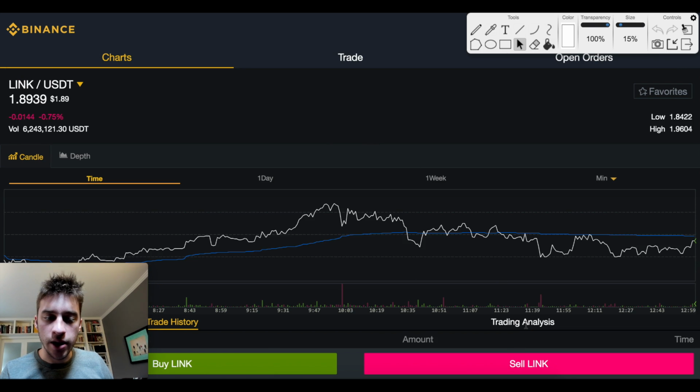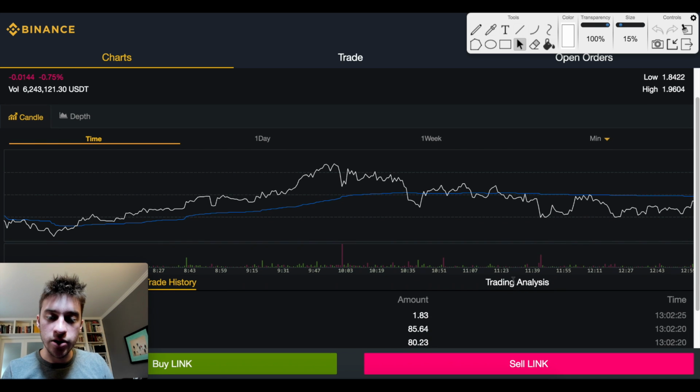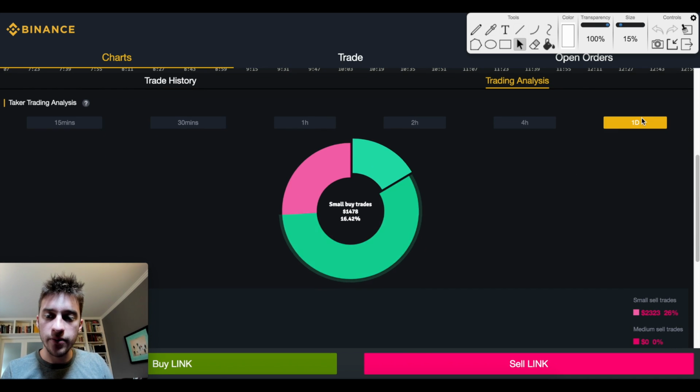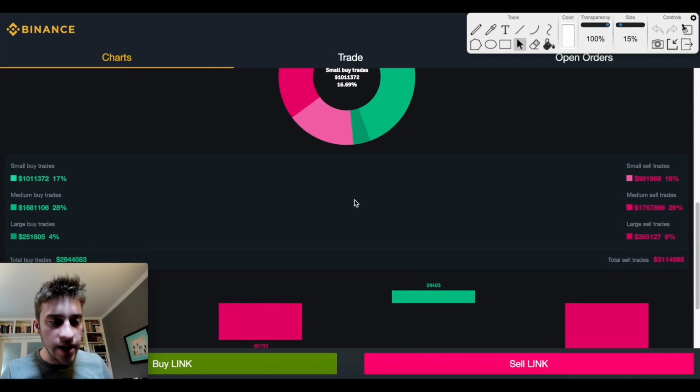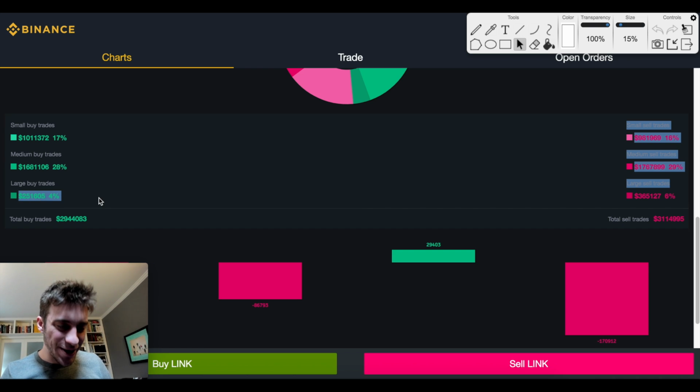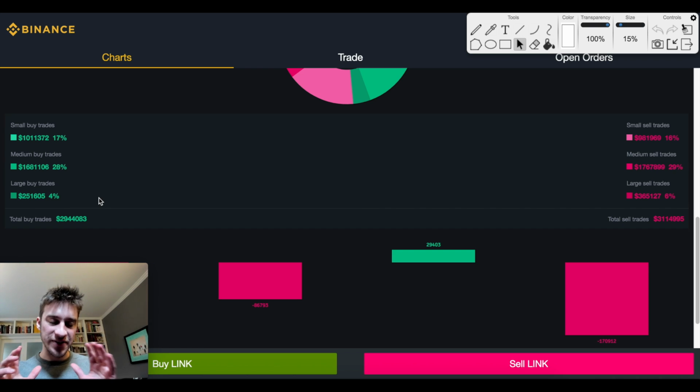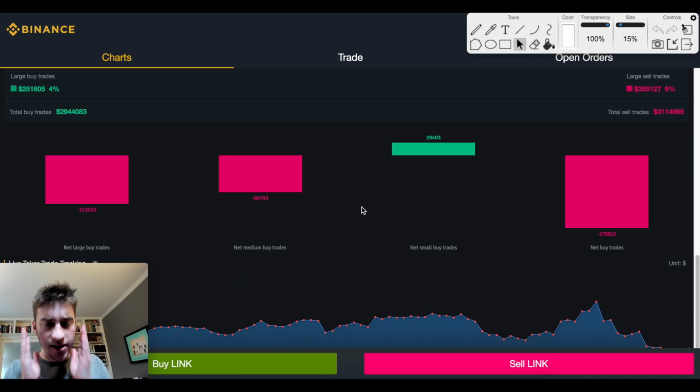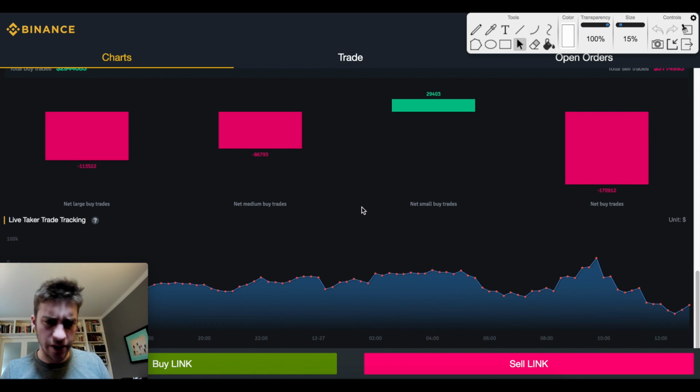And again, to get to where I just been, you click trading analysis, click the time frame that you want. Okay, we got the 1 day, awesome. Oh my God. Only 4% of all trades have been large buys. 6% have been large sells. Yeah, this is just clearly the sellers are dominating. I mean, on Link USDT, it looks like the sellers are in complete control.